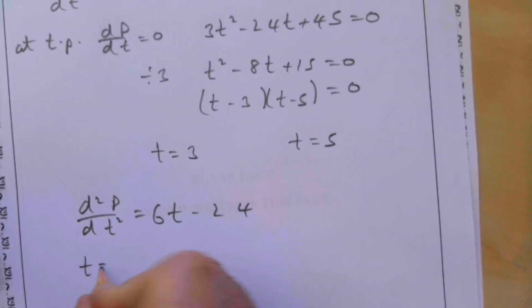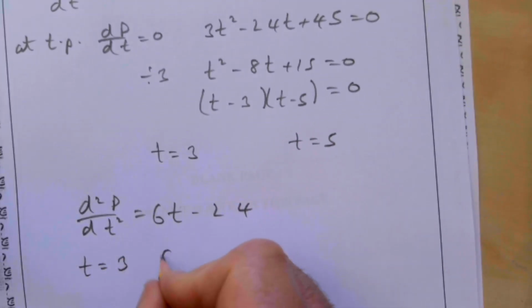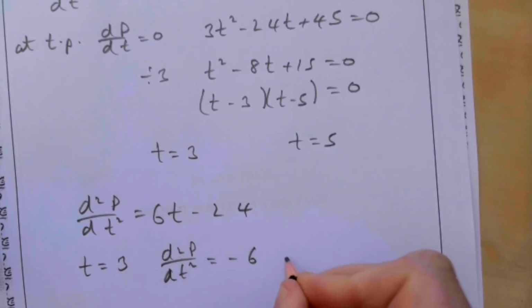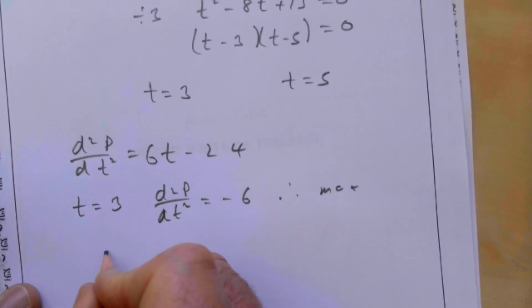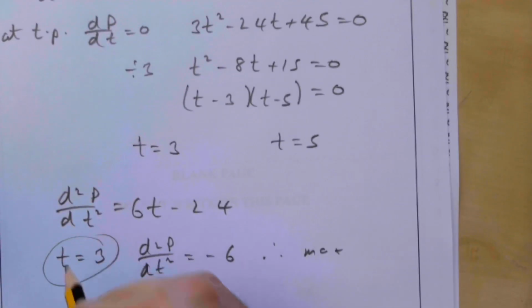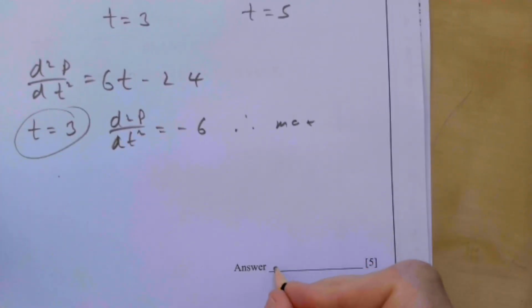Whenever t is 3, d2P by dt squared is negative, so it's minus 6, therefore it's a maximum. And so my answer is after 3 months. So 3 is the right answer because that's our maximum, so it's after 3 months.